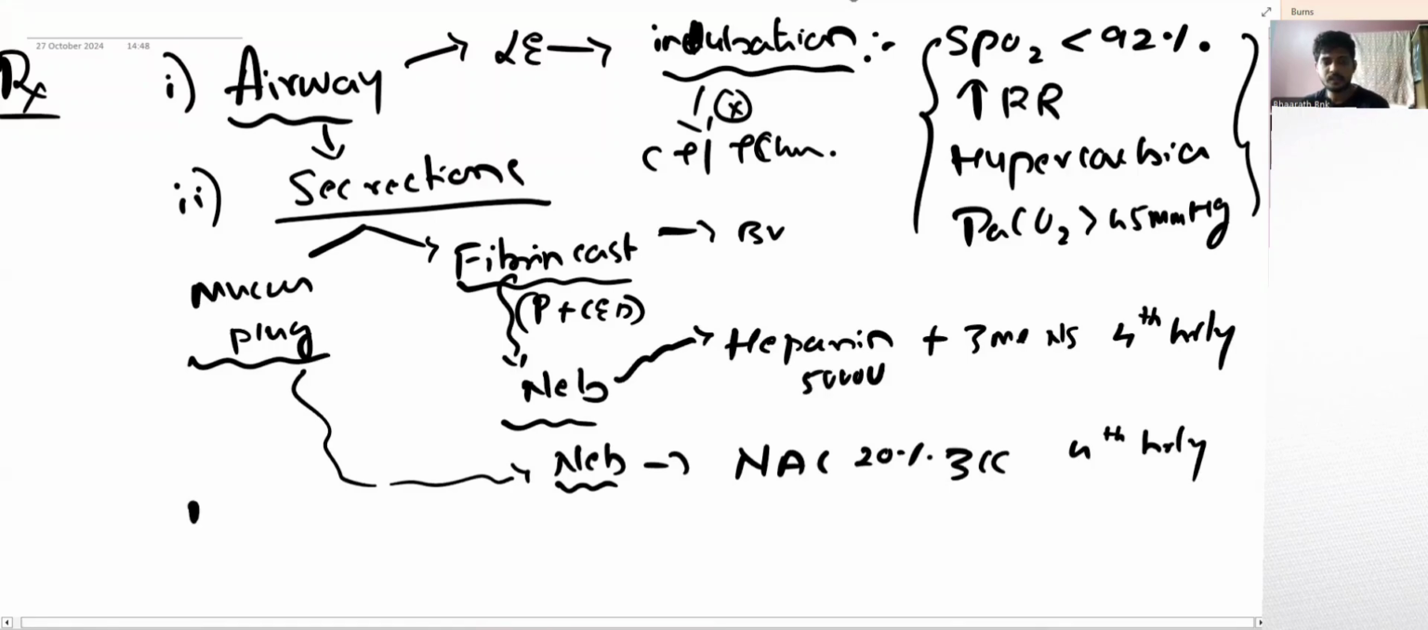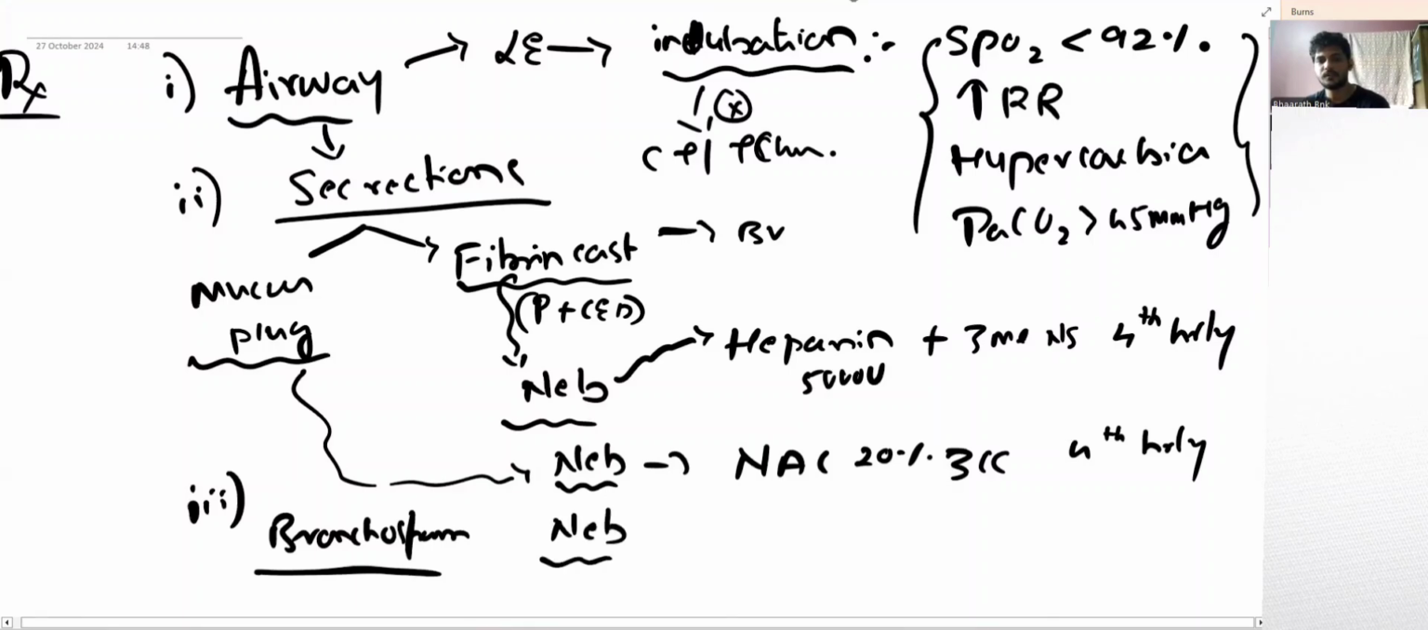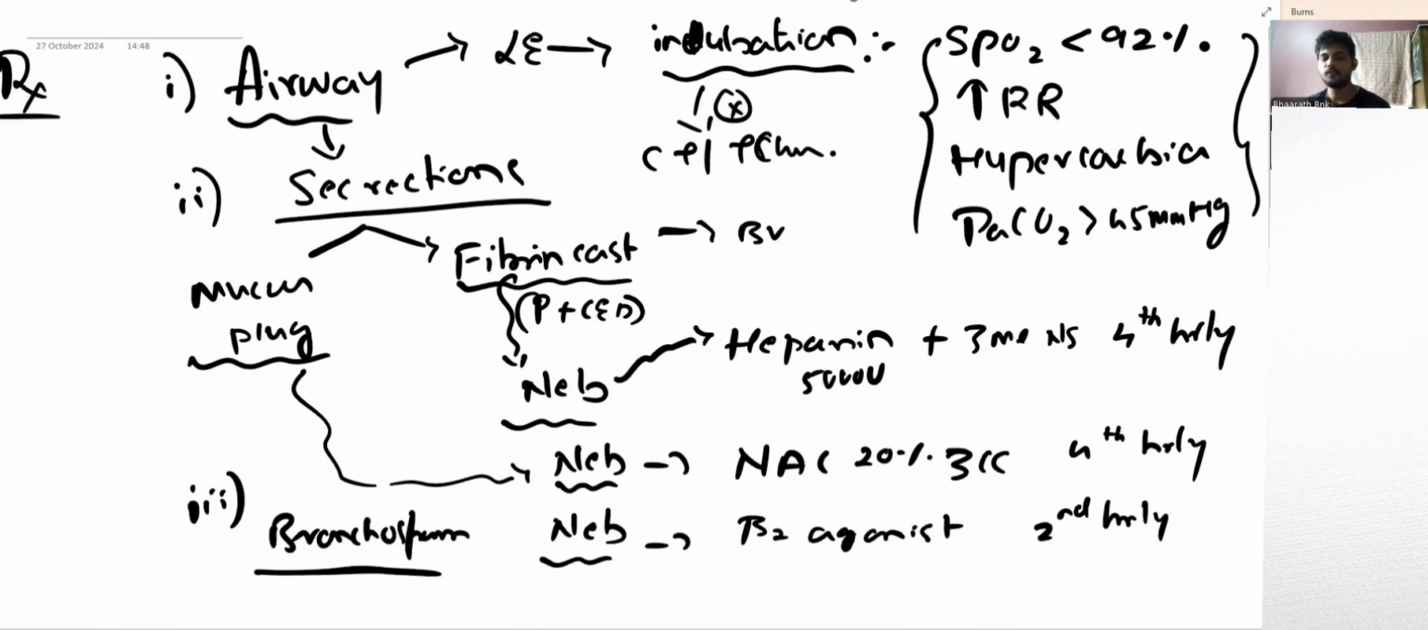But the third reason for airway compromise is because these burns release vasoactive amines, histamine, bradykinin, they cause bronchoconstriction, there is bronchospasm. So to prevent or to treat the bronchospasm, you add nebulization with a beta 2 agonist. It is only beta 2 agonist, right? Which is given secondarily. A beta 2 agonist nebulization secondarily, heparin and saline nebulization 4th hourly, N-acetylcysteine nebulization has to be given 4th hourly.